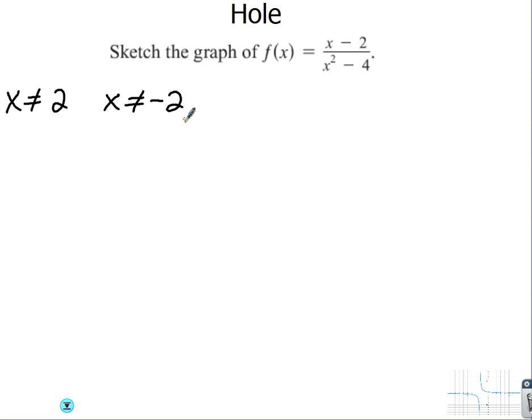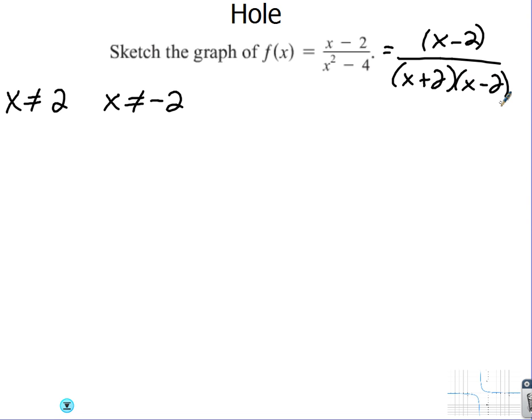But do you see the issue with the top? If you factored this, and to truly see the holes you need to factor, you get x minus 2 on top and x plus 2 times x minus 2 on bottom. Kaneda, what's a factor there of top and bottom? What's going on top and bottom? Good. The x minus 2's will cancel out.